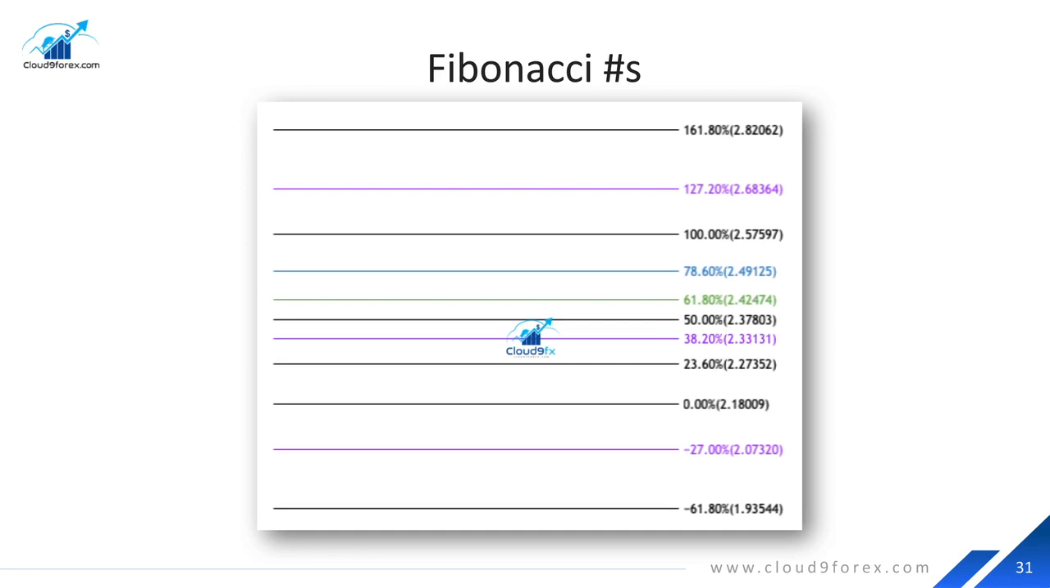So Fibonacci numbers. This is what it will look like. They come out as percents. So we have negative 61.8, negative 27, 0, 23%, 38.2, 50, 61.8, 78.6, 100, and then we have 127 and 161.